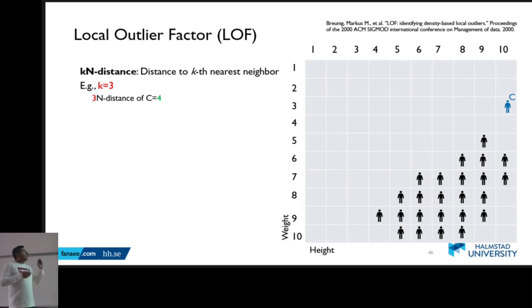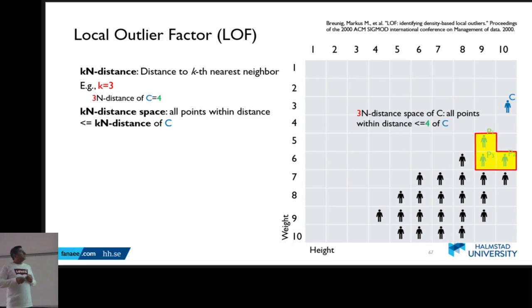So let's see an example. They introduce a new concept called k-distance. If you look at the paper, you probably have difficulty understanding this, but I will give you an intuitive explanation. The k-distance is the distance to the kth nearest neighbor. So if you put k equal to 3, this point is its first neighbor. This point is the second neighbor, right? And this guy is the third neighbor. So what is the k-distance? It is the distance of that point to its third neighbor, because we set k equal to 3. So the 3-distance of C becomes 4: 1, 2, 3, 4 steps, right? The k-distance neighborhood is now defined as all points within this distance equal to 4.